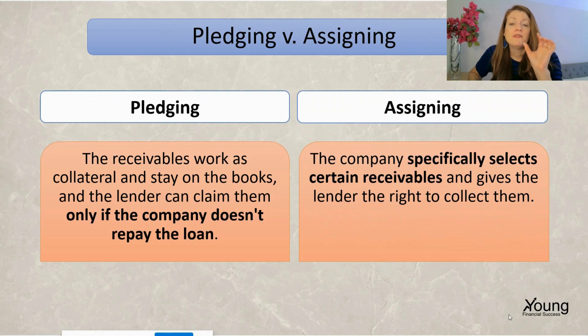Assigning is where they are specifically selecting certain receivables, and that gives the lender the right to collect them. So again, they're going to say, okay, these receivables are 60 days or older. These are the ones that we're going to assign to this. It's not just going to be all of the receivables. And sometimes this happens as they see that they're riskier or it's past a certain date.